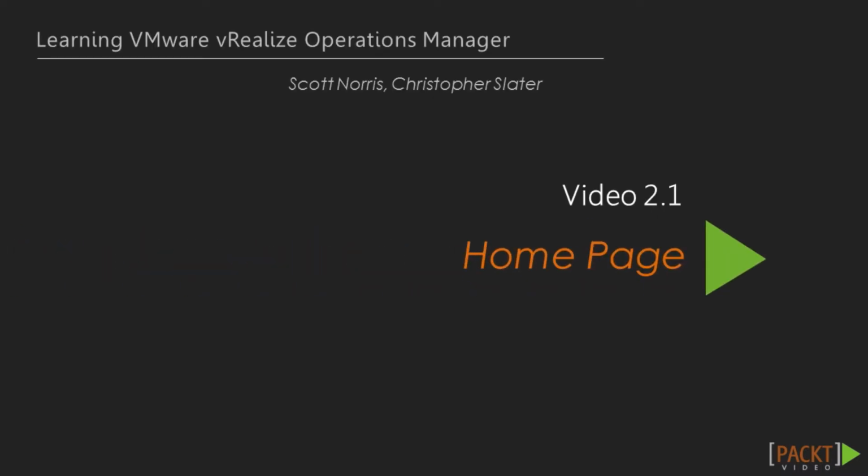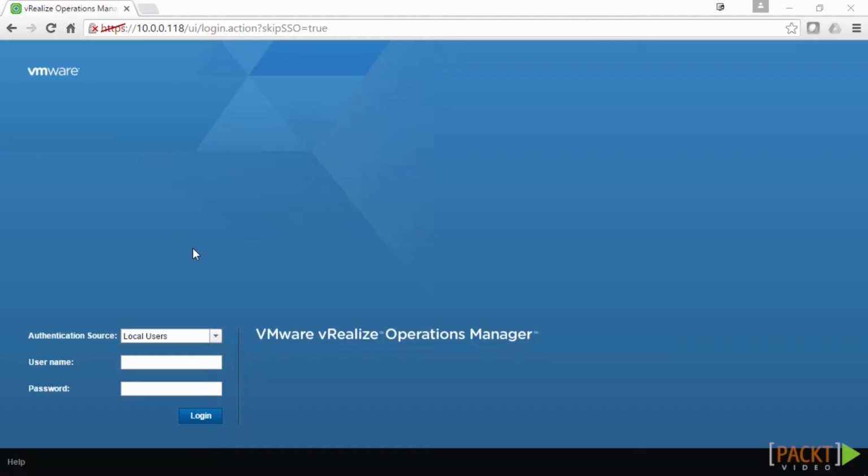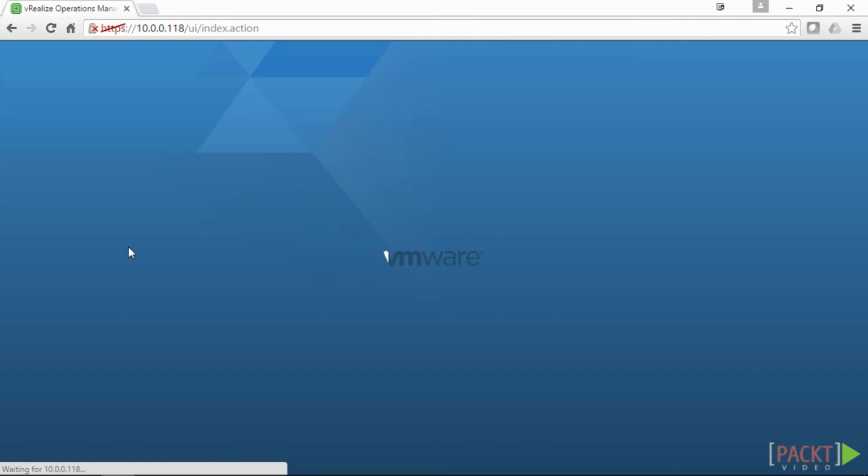The first video, the home page. In this video, we're going to take a close look at the vRealize Operations Manager homepage, have a look around, see how to change dashboards, and how to cycle dashboards if we want to send them on a loop, so we can put them on a display screen. First, we browse to our vRealize Operations Manager web portal, and we log in. Here, we'll log in with the local admin, which would be the first account that you would have to log into this after setting up.